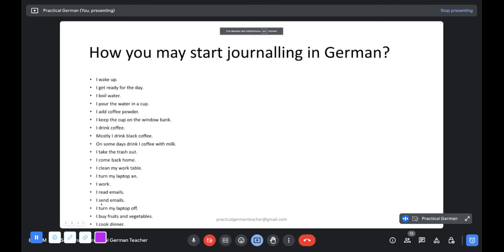We'll continue. How do I say I read emails, I send emails? Read is obvious, lesen. Send, ich schicke emails. That's it. How do I say I cook dinner? Cook is obvious. Ich koche Abendessen. Correct. I buy fruits and vegetables. So ich kaufe. Ich kaufe Obst und Gemüse.